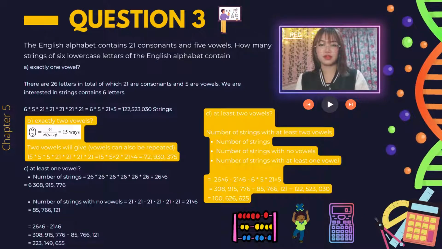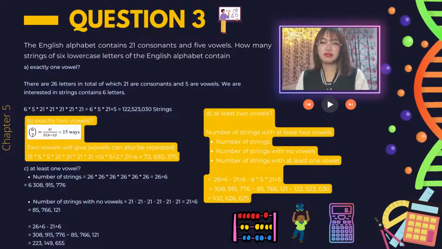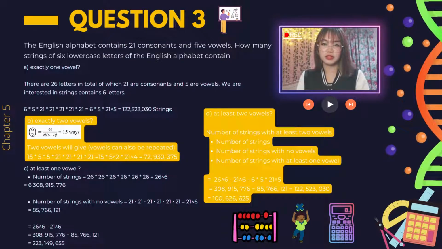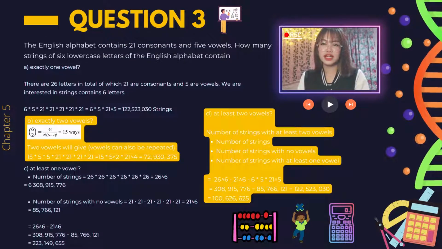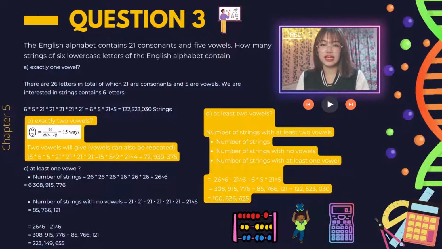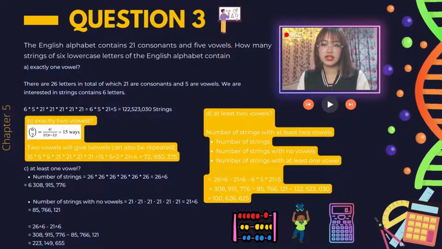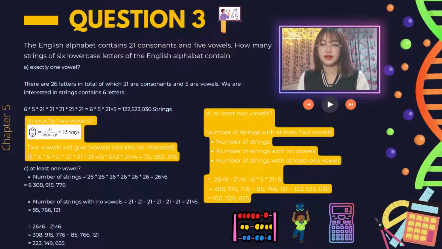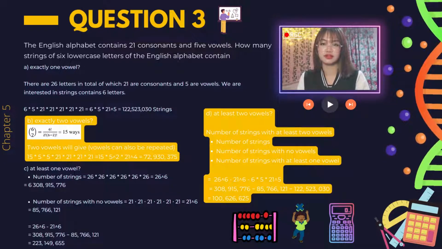For exactly 1 vowel, the location of the vowel can be chosen in 6 ways. For each choice of location, the location can be filled with a vowel in 5 ways. That leaves 5 empty locations, which can be filled with consonants in 21 power 5 ways. That gives a total of 6 times 5 times 21 power 5. So there are 122,523,030 strings containing exactly 1 vowel.